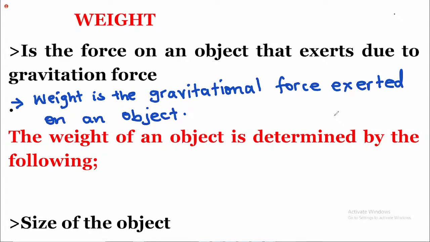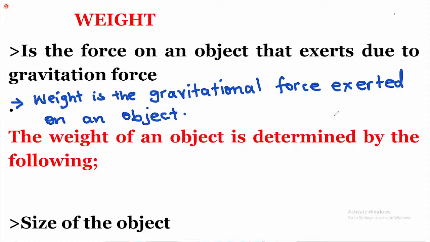Now, there is that statement in red. They are saying that the weight of an object is determined by the following. Different things have different weights. You cannot compare the weight of my phone and the weight of a brick. A brick, according to its size, is bigger than my phone, meaning that its weight will be greater.